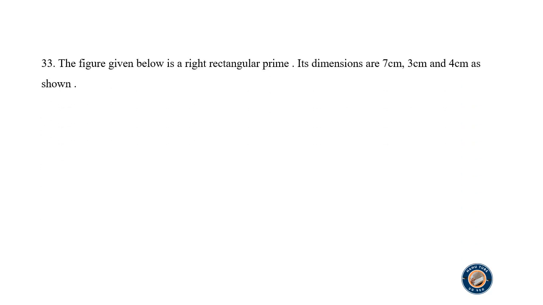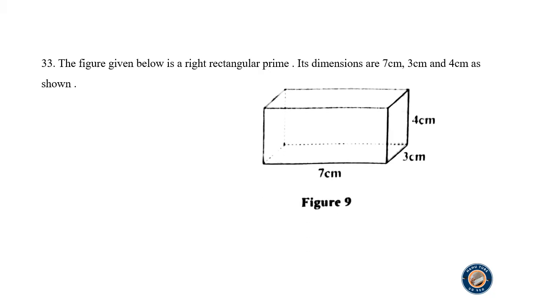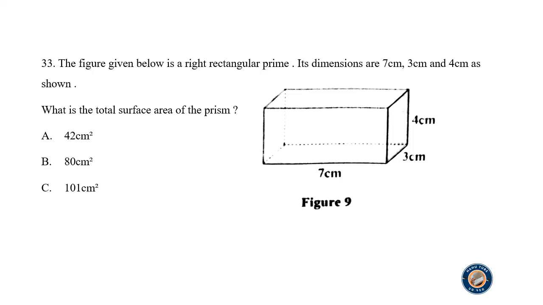Question number 33. The figure given below is a right rectangular prism. Its dimensions are 7 cm, 3 cm and 4 cm as shown. What is the total surface area of the prism? A. 42 cm square, B. 80 cm square, C. 101 cm square, D. 122 cm square.